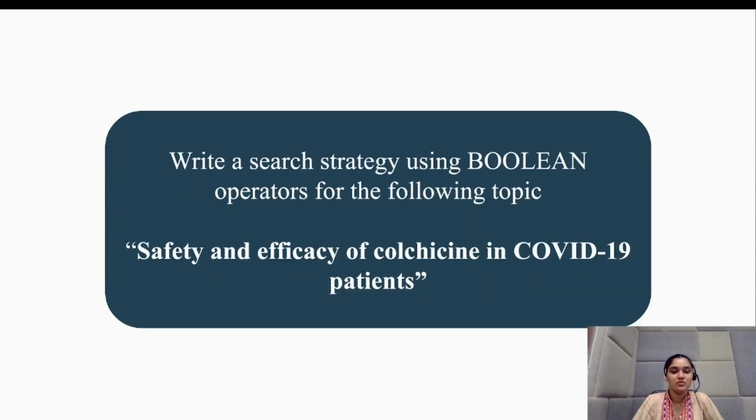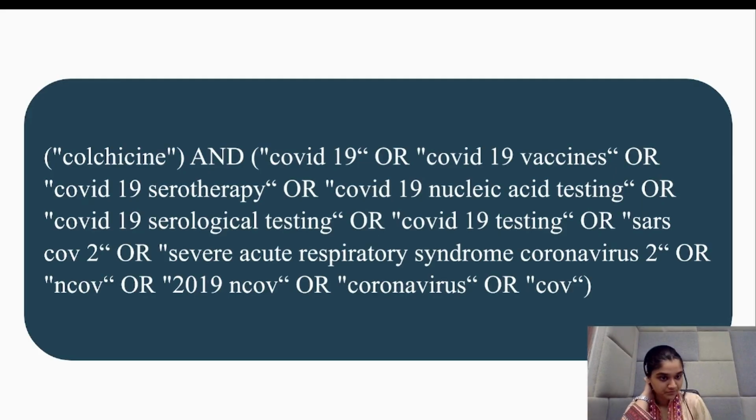So I would suggest that you pause the video and then go on the next slide once you've made up a search strategy, and then you look at this. Colchicine, because it's a very specific drug name, usually won't have a mesh term. You put colchicine in a bracket, in quotation marks, then you write AND. Then you write COVID-19 or COVID-19 vaccines or COVID-19 serotherapy or COVID-19 nucleic acid testing.